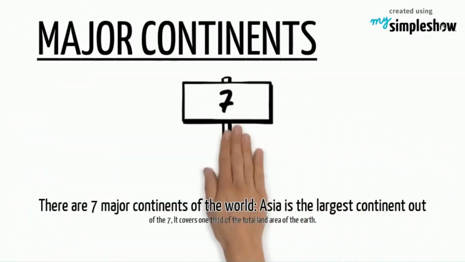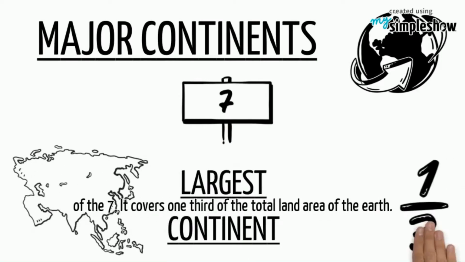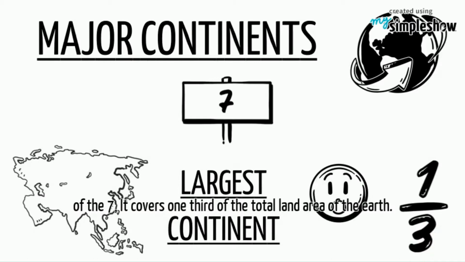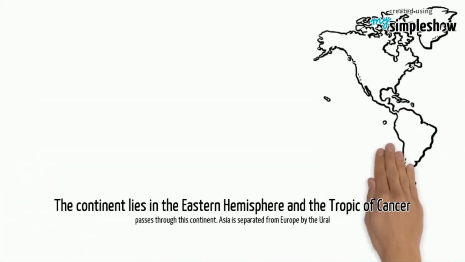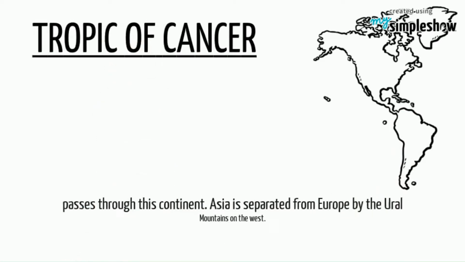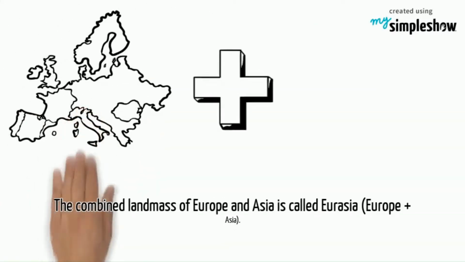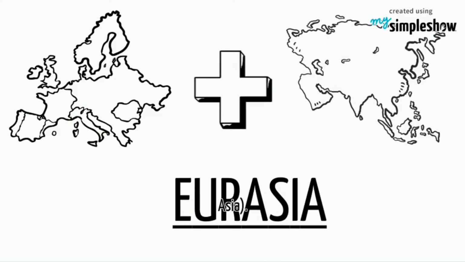There are 7 major continents of the world. Asia is the largest continent out of the 7. It covers 1/3 of the total land area of the Earth. The continent lies in the eastern hemisphere and the Tropic of Cancer passes through this continent. Asia is separated from Europe by the Ural Mountains on the west. The combined landmass of Europe and Asia is called Eurasia, Europe plus Asia.